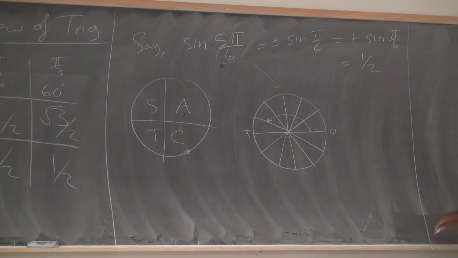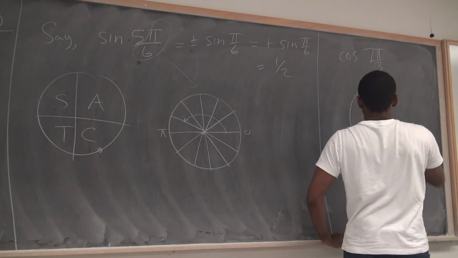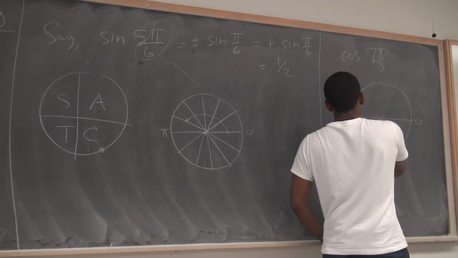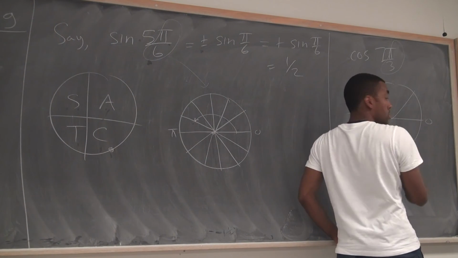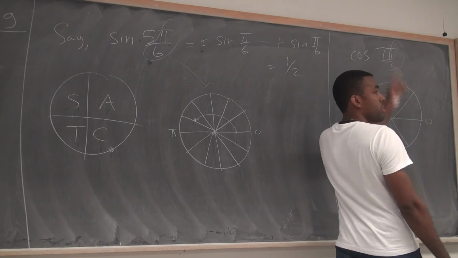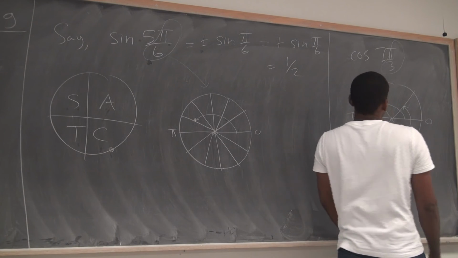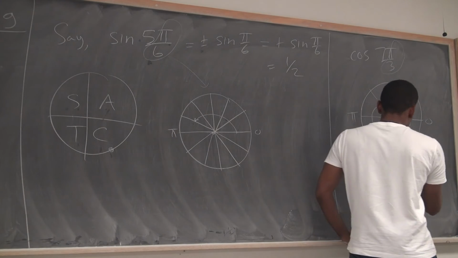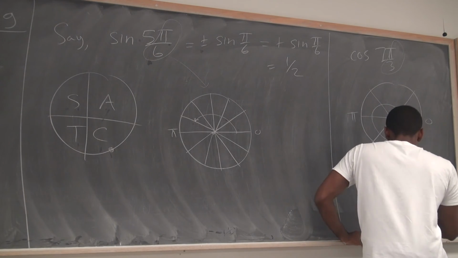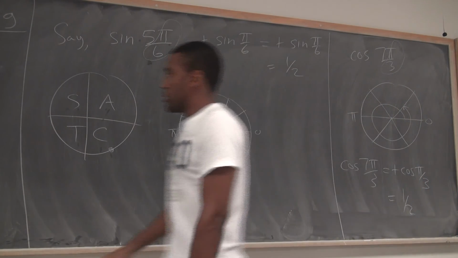So if I do something like cosine of 7 pi over 3. Unit circle, 0, pi. Pi over 3 means divide pi into 3 pieces. Take 7 of them. 1, 2, 3, 4, 5, 6, 7. End up in the first quadrant. So cosine of 7 pi over 3 is just positive cosine of pi over 3, which altogether now is also 1/2.